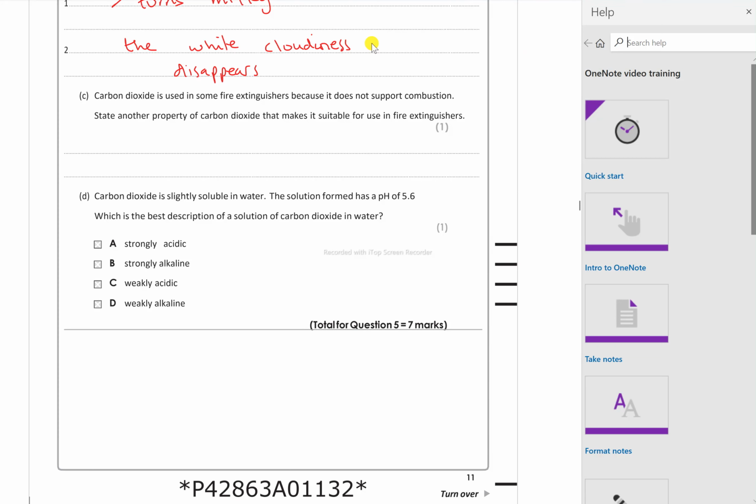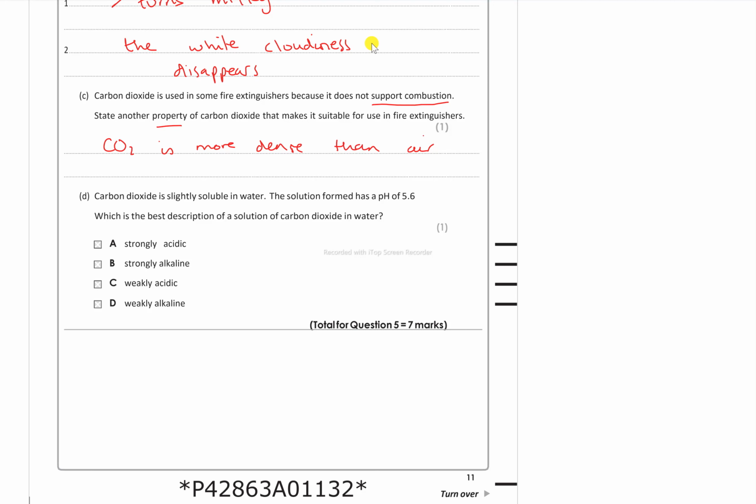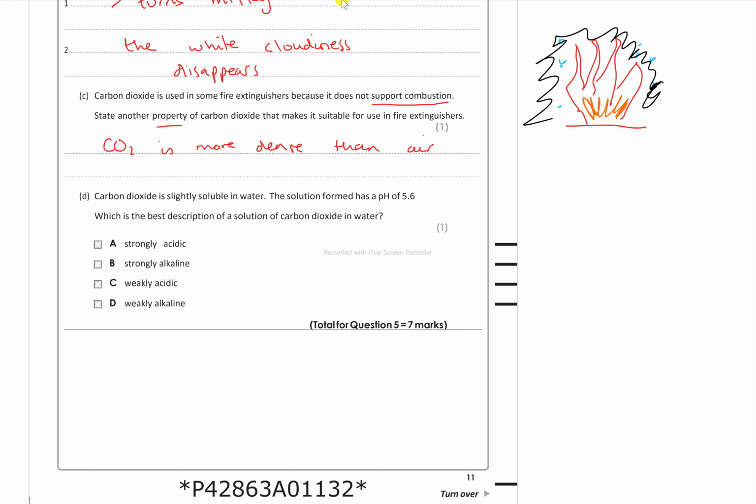Right. Carbon dioxide is used to fight fire because it doesn't support combustion. Right, what property? The one that I know: CO2 is more dense than air. So it forms like a blanket. It's more dense than air. So for example, you've got a fire. The reason it's burning away is because you've got loads of oxygen. What CO2 does, it comes in because it's heavier, it forms a blanket over it. The oxygen can't get in and the fire dies. That's the thinking behind it.